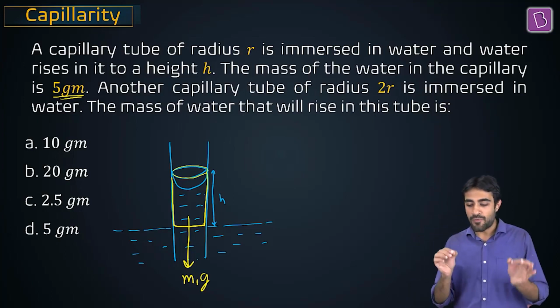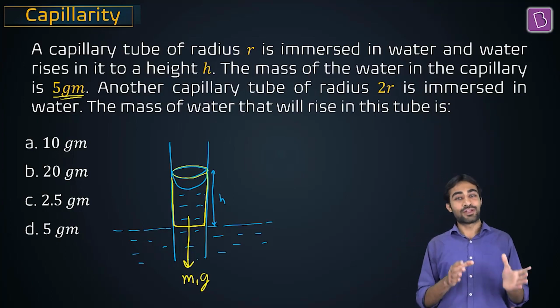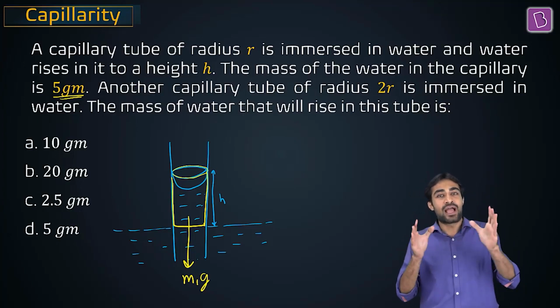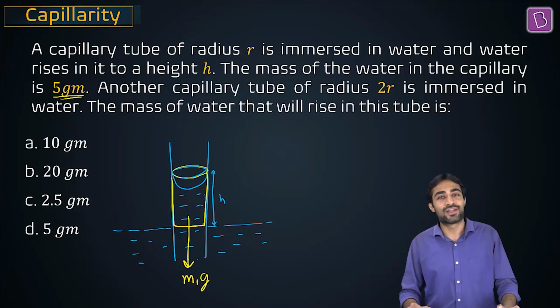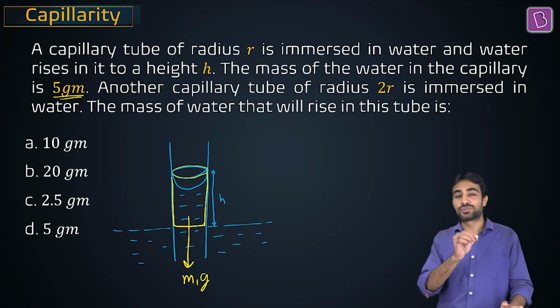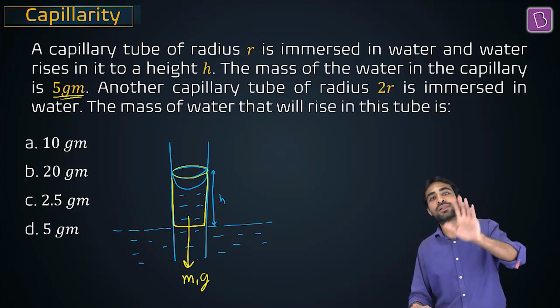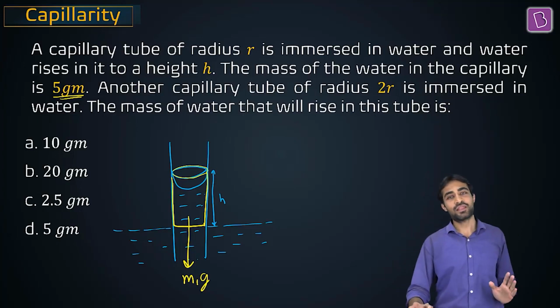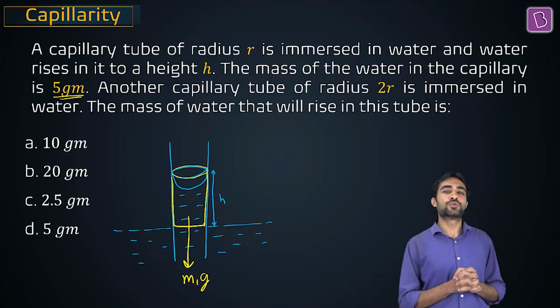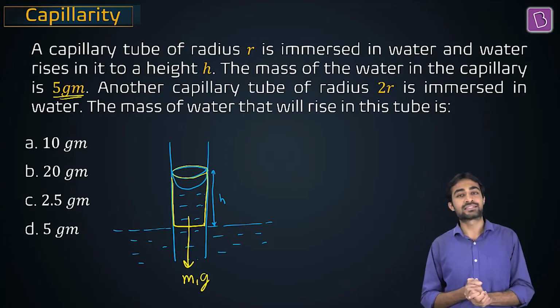Another capillary tube of radius 2r is immersed in the water. So we bring another capillary tube and its radius is twice that of the previous capillary tube. The mass of water that will rise in this tube is? So what mass will rise in the other capillary tube? This is the question.